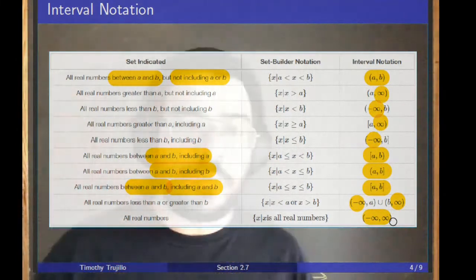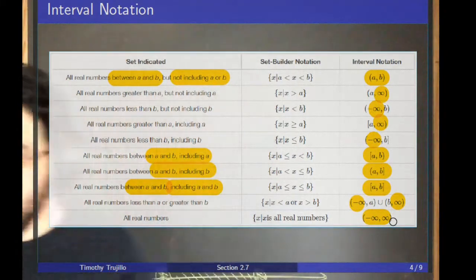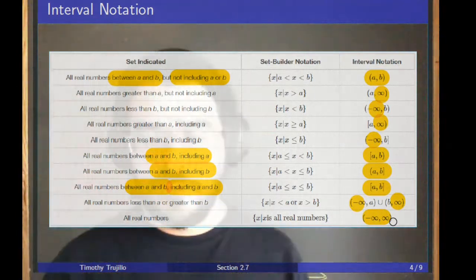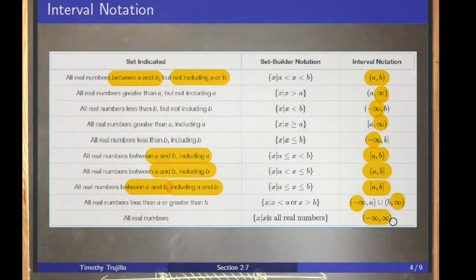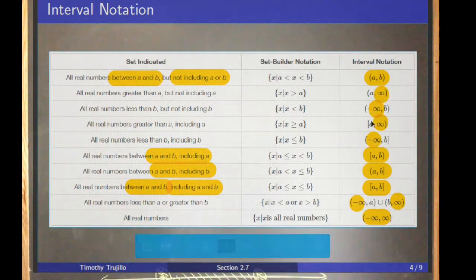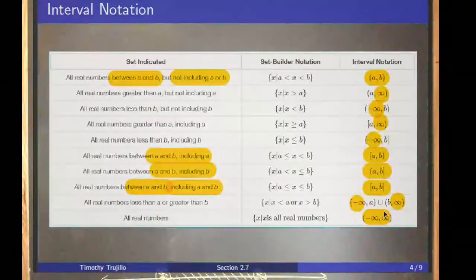But what I want to point out with all of these infinities here that I'm highlighting is that you never use a bracket, okay? So that's just a reflection of the fact that negative infinity and infinity aren't considered real numbers, and so you can't include them in your interval, okay? They're always going to be excluded. So anytime you have a negative infinity or an infinity, then there's a parenthesis, okay? So that's what I'm highlighting here.